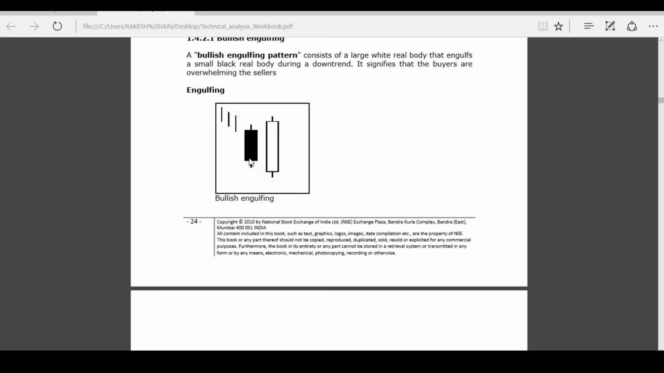So this has to be in this bullish engulfing. The first candle has to be red, right? After a downtrend, the first candle cannot be green, because green is a signal of positivity. It has to be a red one.